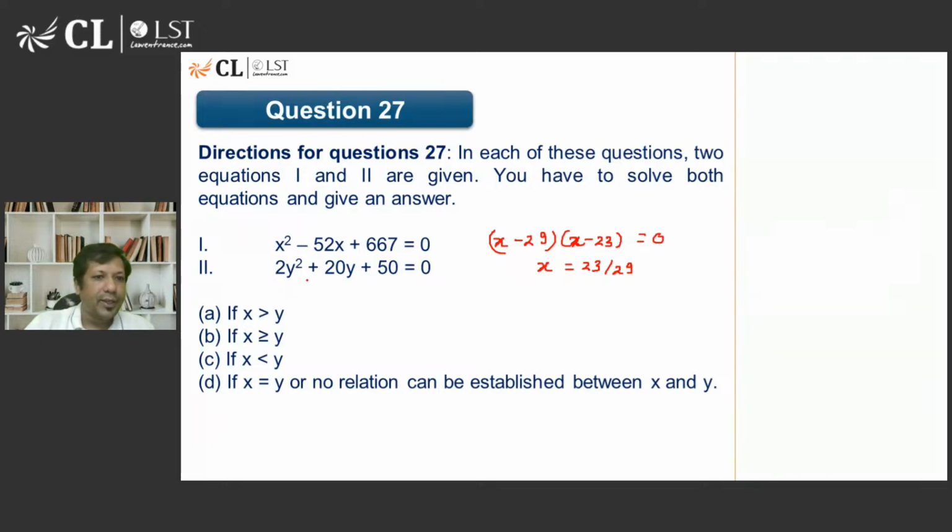Now just dividing everything by 2. So y square plus 10y plus 25 is equal to 0. And I can directly say that (y plus 5) whole square, so this is going to give us y equal to minus 5. Okay. So y is negative, x is always positive. So it means x is always going to be greater than y.